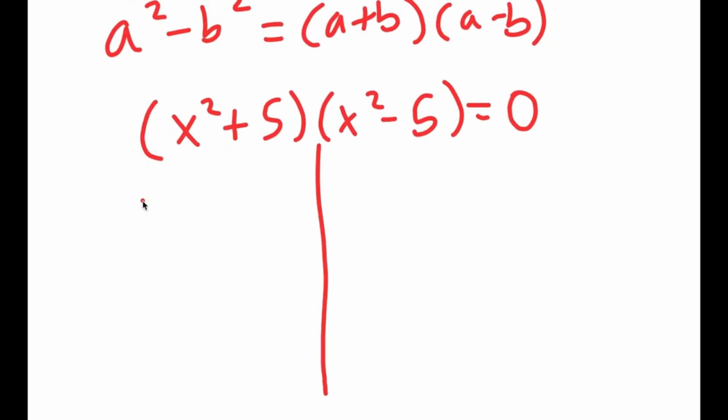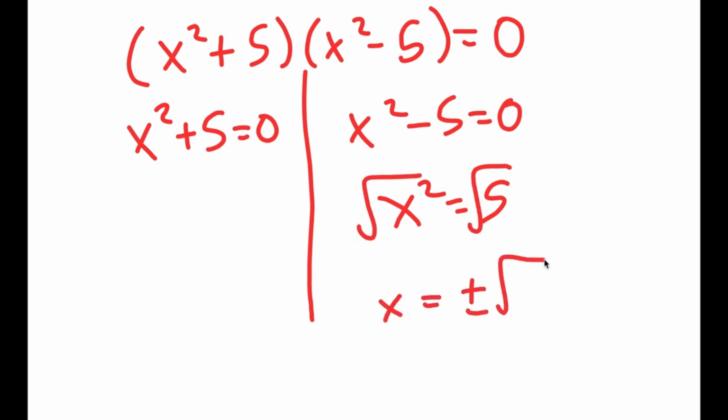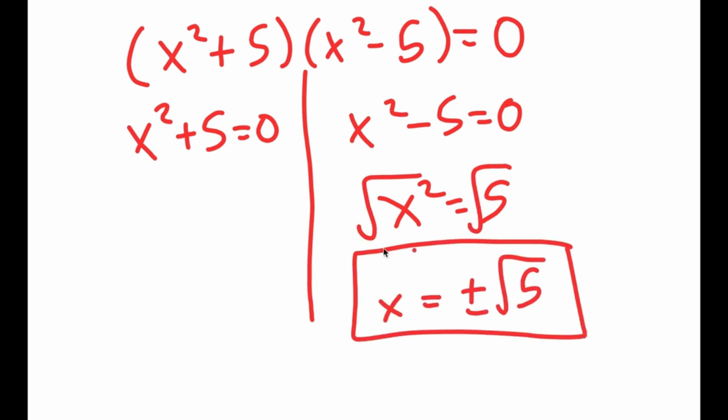So I get two equations. x squared plus 5 equals 0 and x squared minus 5 equals 0. So for x squared minus 5 equals 0, I get x squared equals 5. If I take the square root on both sides, I get x is equal to positive or negative square root of 5.